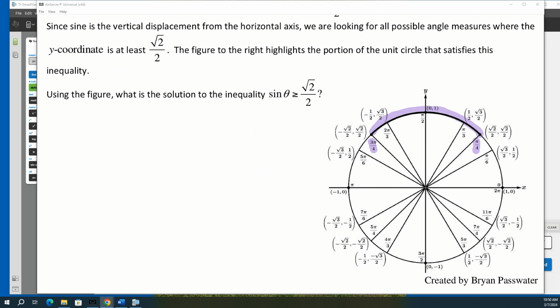All right, so the answer is all of these angles that are between these two. And so we would start with the smaller one, which is pi over 4. And then because this has an or equal to bar, we're going to say less than or equal to, and then we're going to use the variable in the problem. The variable in the problem is theta. And then less than or equal to 3 pi over 4. Okay. All right, we're going to do some more.